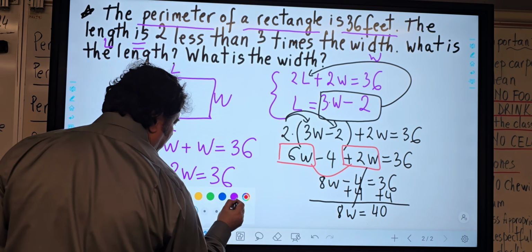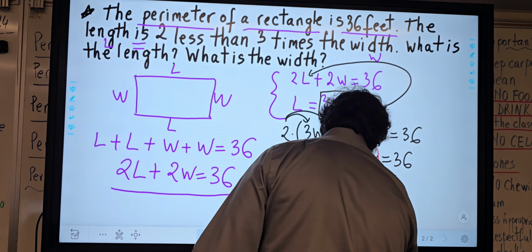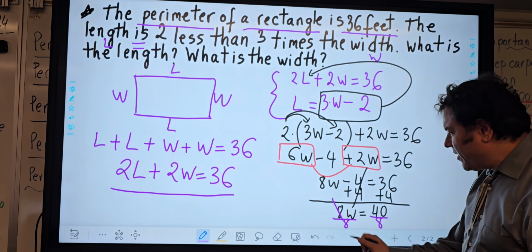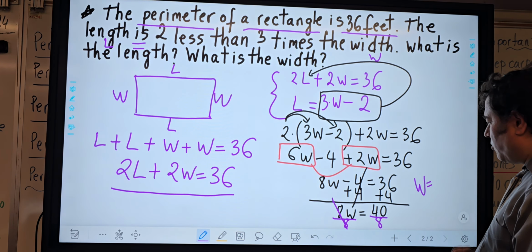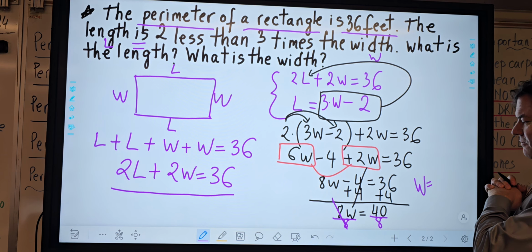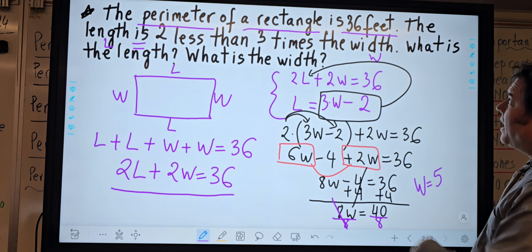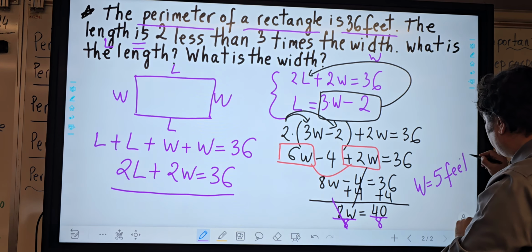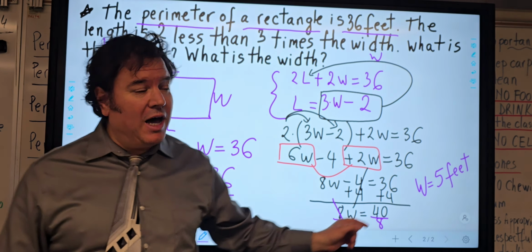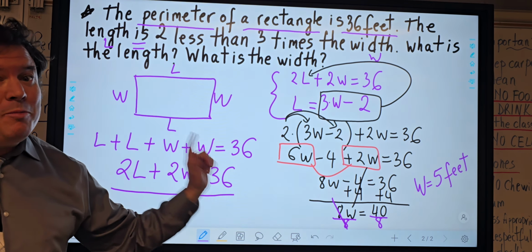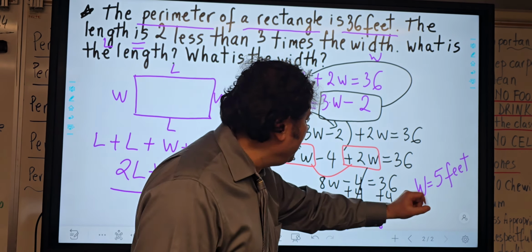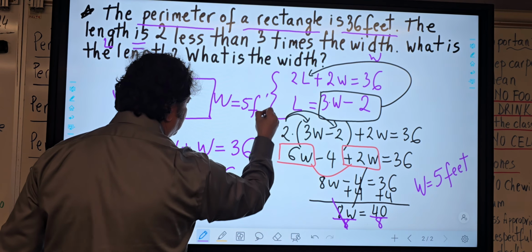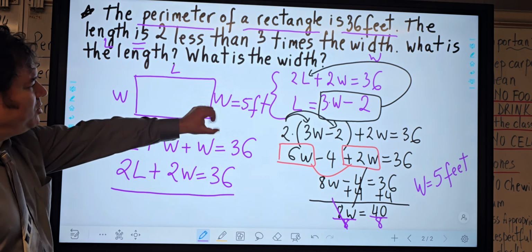And now we divide both sides by 8. 8 divided by 8 simplifies to 1W equals 40 divided by 8 is 5. 5, and that's feet, right? 5 feet. Make sure we put the feet after the 5. Otherwise, on a test, you may not get full credit. Okay, so W equals 5 feet.